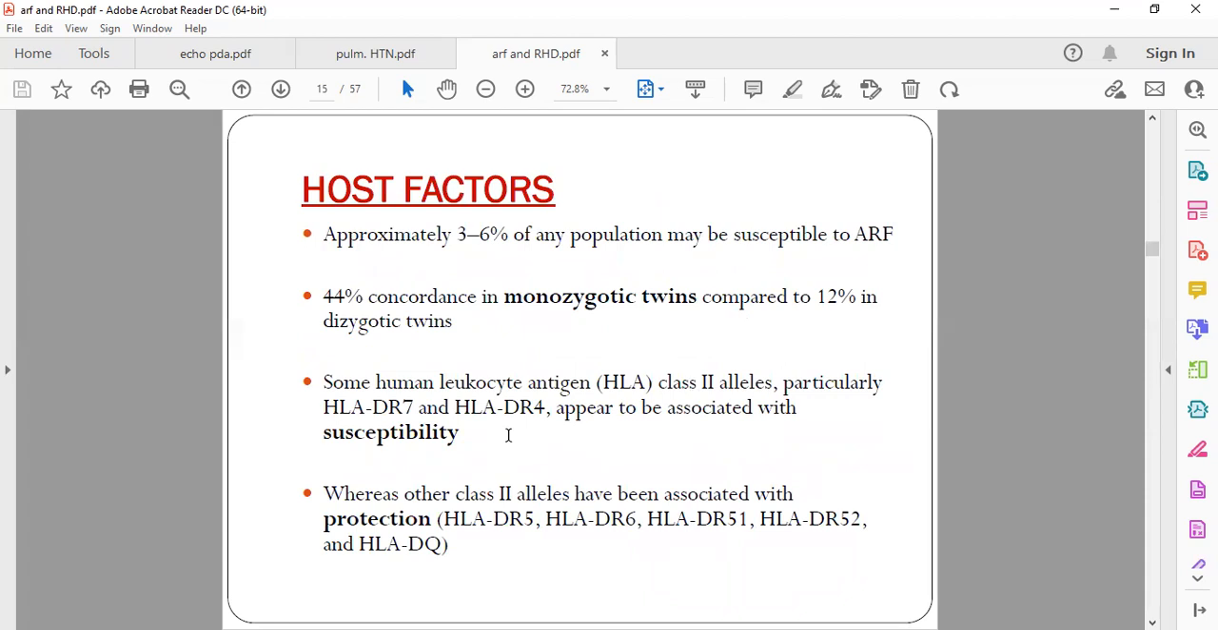And host factor-wise, some association has been seen with genetics. What they have seen is that in monozygotic twins, if one child has it, the other child is also known to get this in 44% of cases, whereas in dizygotic twins it is 12%.